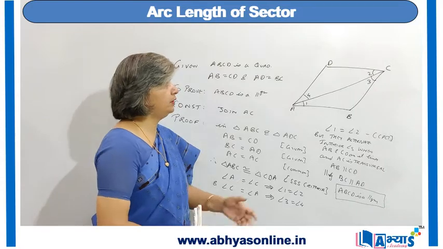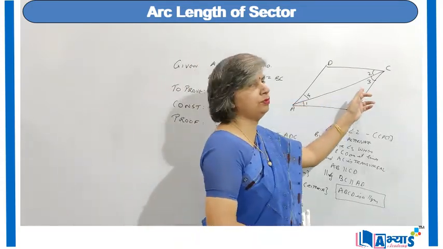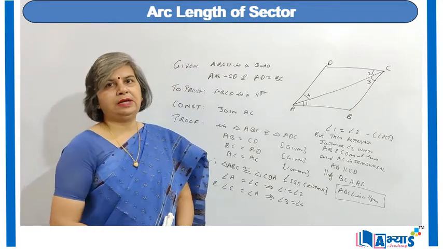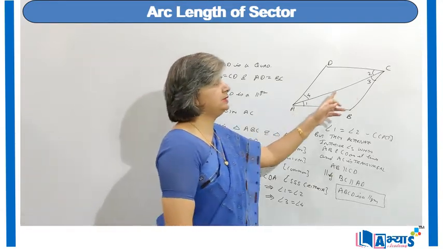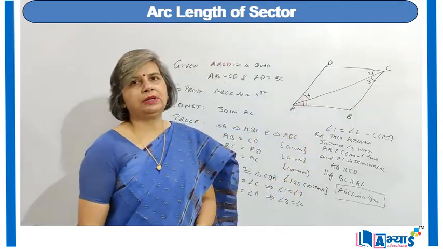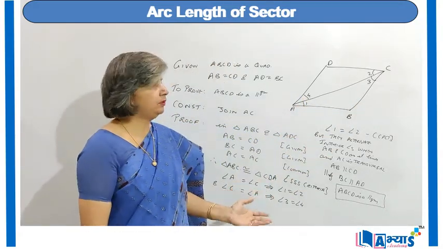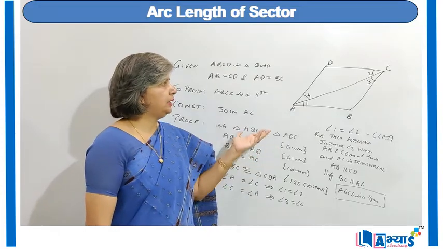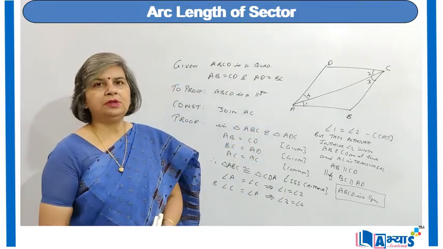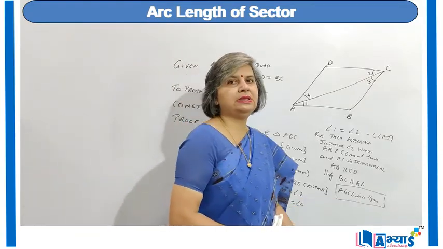Similarly, we have proved that angle 3 is equal to angle 4. Again, they are alternate interior angles when AD and BC are the straight lines and AC is the transversal. So angle 3 and angle 4 are alternate angles, and as we have proved they are equal, we can say that AD is parallel to BC. So as both the pairs of opposite sides are parallel, we can say that ABCD is a parallelogram.